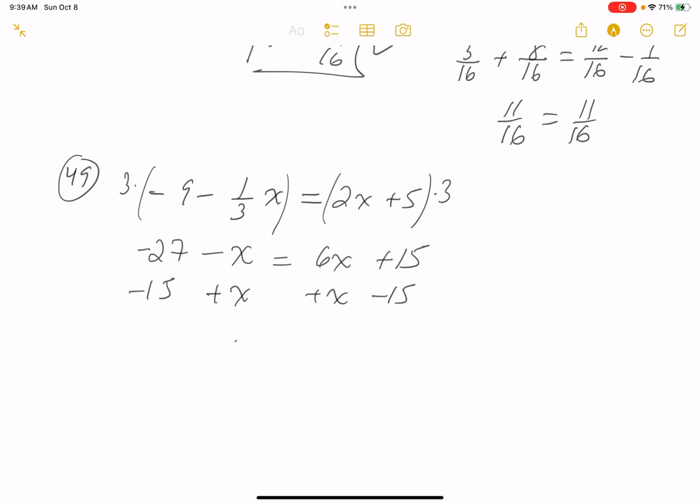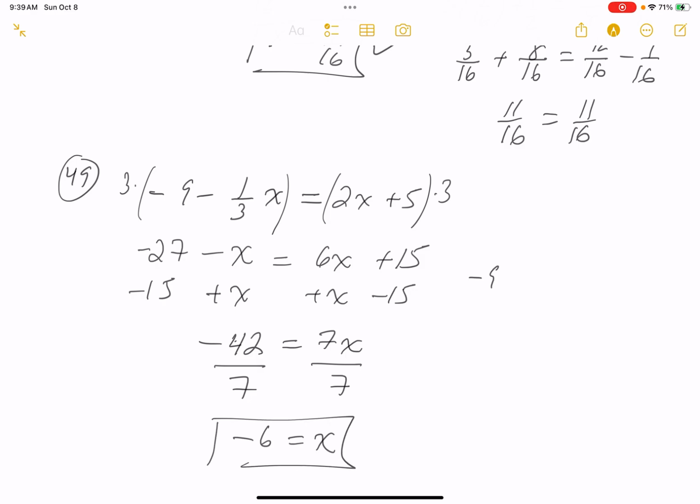Let's see, 37, 42, minus 42. What do you get over here? 7x. Divide both sides by 7, and you get x is minus 6. Still going to check it. Minus 9 minus 1/3 times minus 6 equals 2 times minus 6 plus 5. What do you get? Minus 9 plus 2 over here. Again, 6 divided by 3 is 2, negative times negative is positive. Minus 12 plus 5. Well, minus 9 plus 2 is minus 7, and minus 12 plus 5 is also minus 7. It works very nicely.